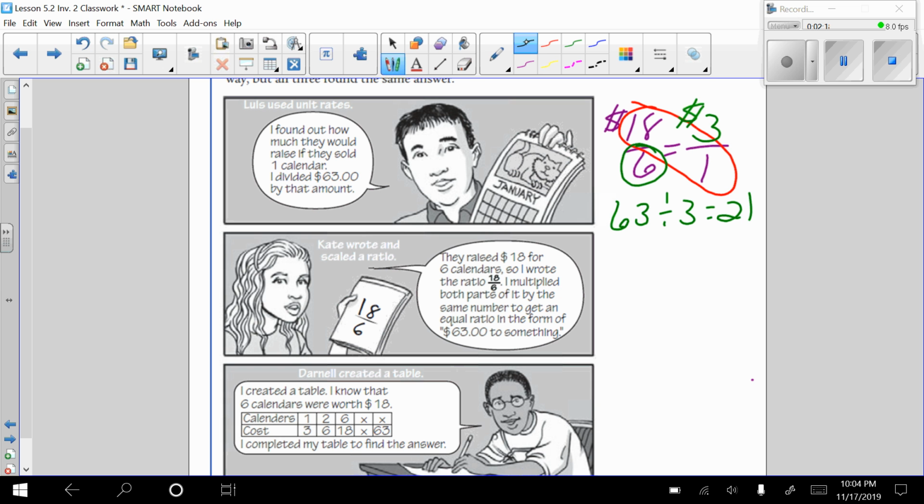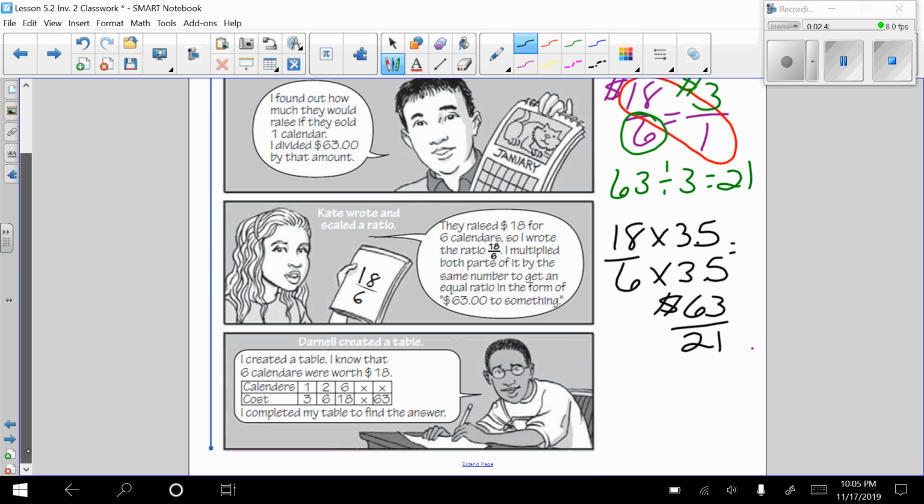Kate said they raised $18 for 6 calendars, so she wrote it as 18 over 6. I multiplied both parts by the same amount to get to 63. Well, that means she multiplied by 3.5. If you multiply the top and the bottom by 3.5, you're going to find out you have $63 for 21 calendars. Now, Darnell set up a table.